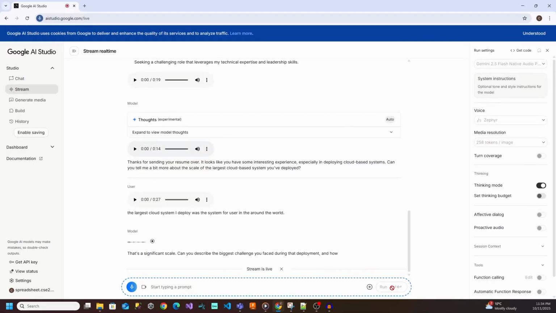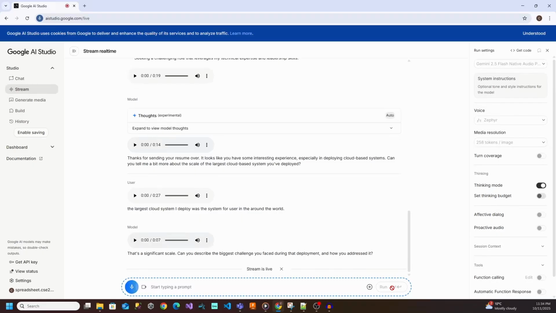That's a significant scale. Can you describe the biggest challenge you faced during that deployment and how you addressed it? The biggest challenge was we needed to make sure that the records are not visible to everyone. We have to design a system where each person has unique roles, and each role can only see the correct records, because we cannot show everybody the records in production.